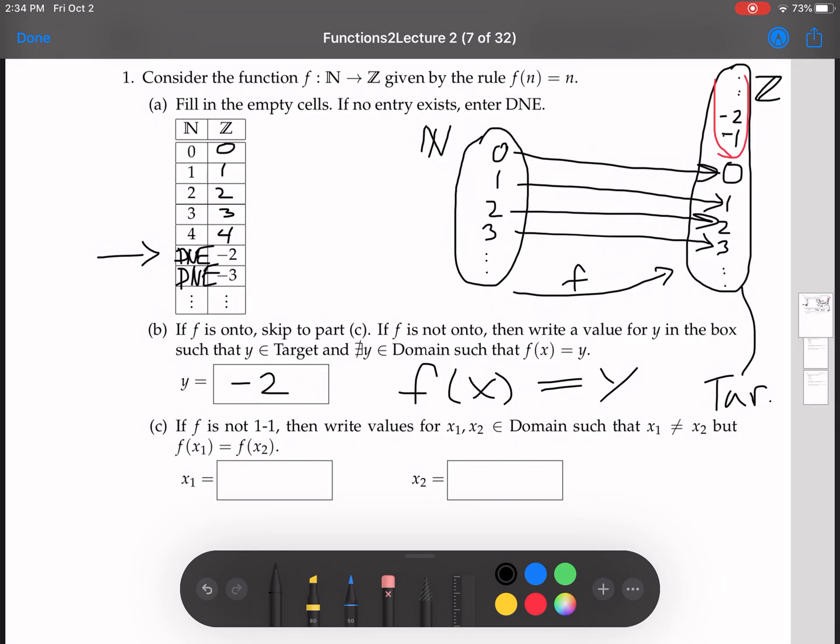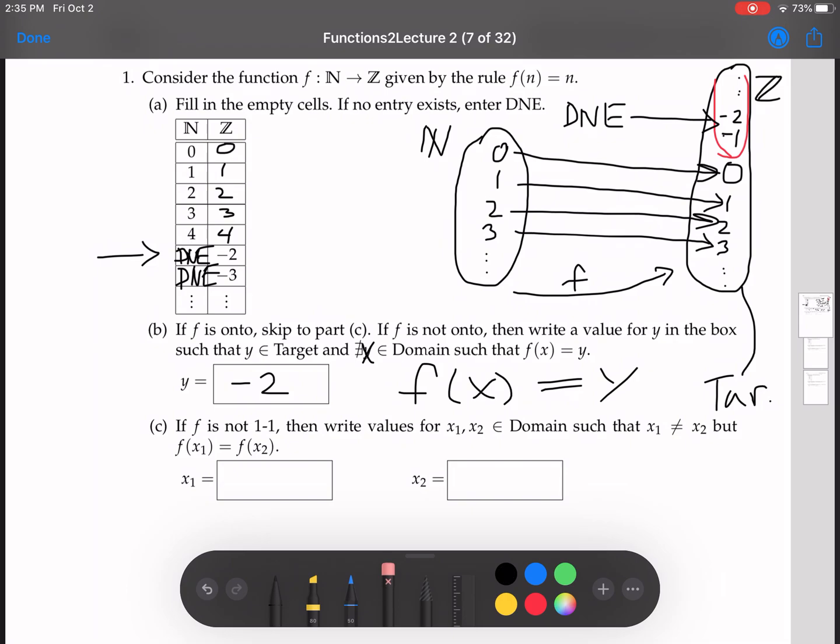But there does not exist any x in the domain. Okay, this should say x here. There does not exist any x in the domain such that f of x equals y. So there's no x in the domain such that when you apply the rule to x, you get -2. So that's why it's onto. And that's our example there.